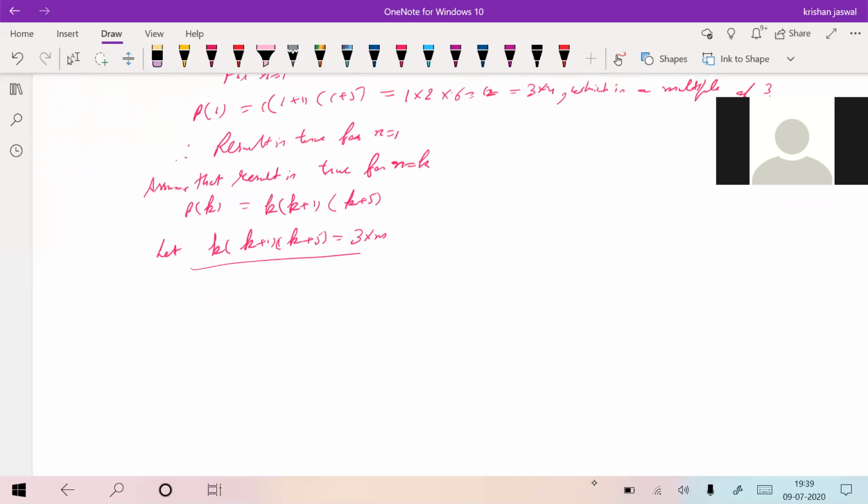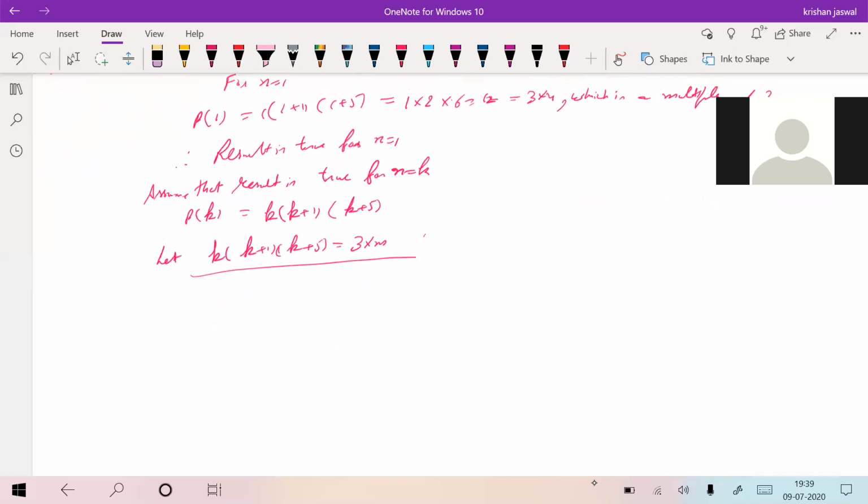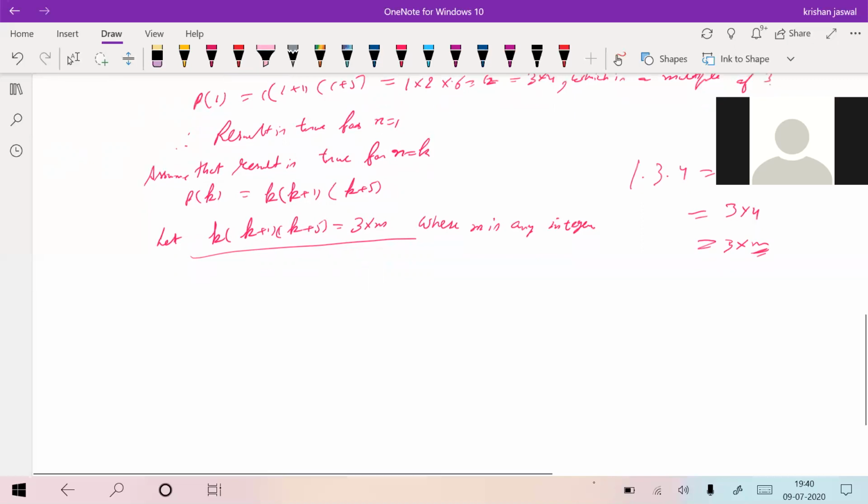Understand this step? Yes. Whereas we multiply 1 into 3 into 4, 12, it is 3 into some number. It may be 4, it may be any other number. We assume it is m. Here m is any integer. m is used for the general term.